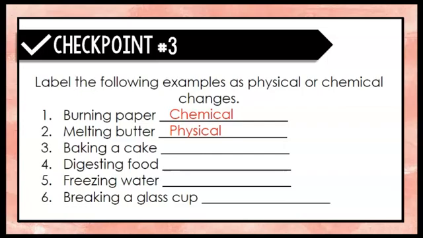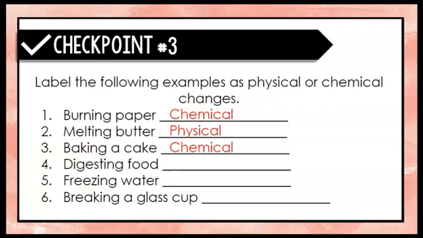Baking a cake is chemical. It requires the heat and it produces steam. So that means it's got gas forming, coming off. And that steam could be physical or could be chemical depending on what you're looking at, but in this case it is chemical because you're making a new substance. You can't unbake a cake.